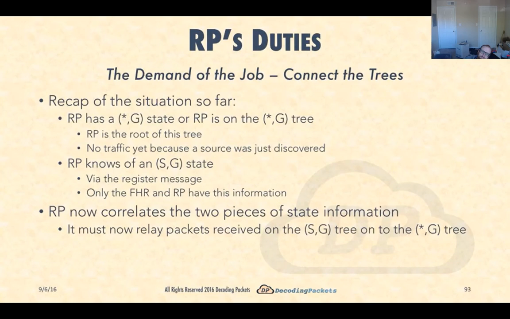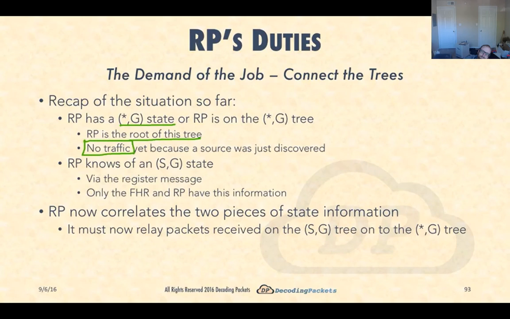Now let's look at what RB has. So we think that's the situation so far. RB has a star G state, right? So it is at the top of that star G tree. Because this is the root of that tree, it has a star G state, and there is no traffic yet on this tree, because we recently realized this discovery source, so there is no traffic yet.